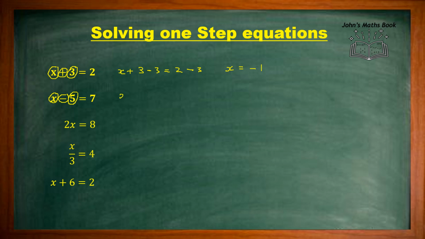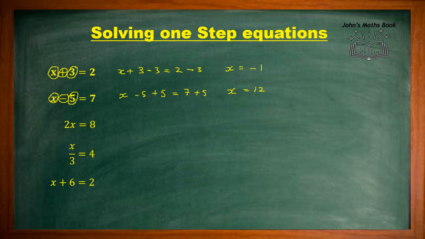So x minus 5 plus 5 is equal to 7 plus 5. So x minus 5 plus 5 just leaves x, and 7 plus 5 is equal to 12.